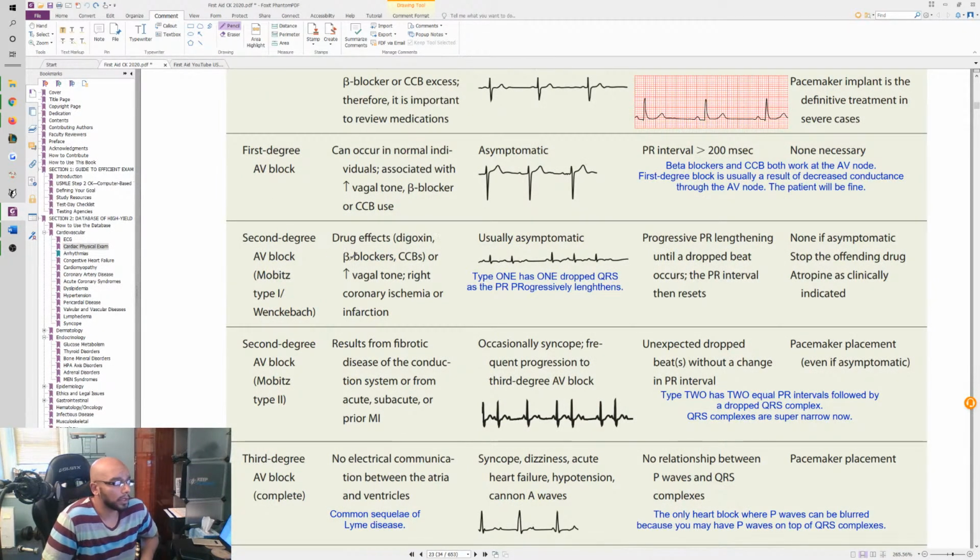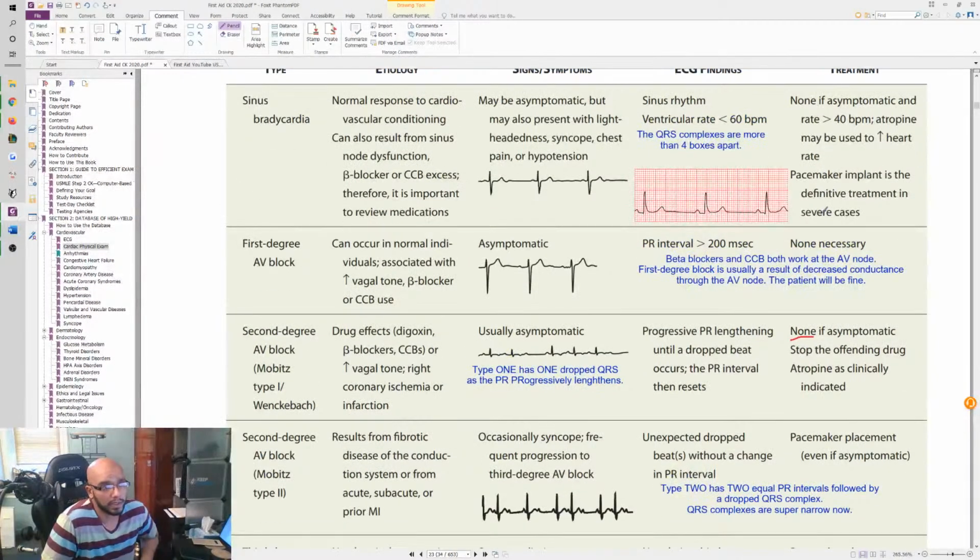And both of them, so first for this one, the AV block type 1, they tell you it could be due to drugs, it could be due to increased vagal tone, or it could be due to right coronary ischemia or infarction, where you would see II, III, aVF ST depression or ST elevation on ECG. Progressive PR lengthening until a dropped beat occurs, the PR interval then resets, and then it repeats again. None necessary, right? So again, it really helps to list things out in terms of what treatment is necessary. So we have three things here already that did not really require anything unless it became symptomatic.